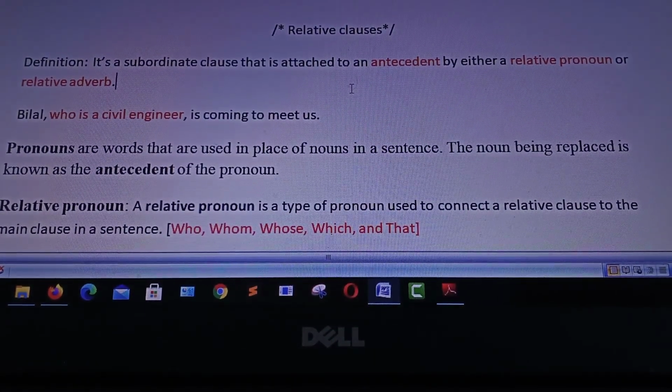In the series of intermediate level grammar, today I have come up with a lesson on relative clauses. So without further ado, let's get started.